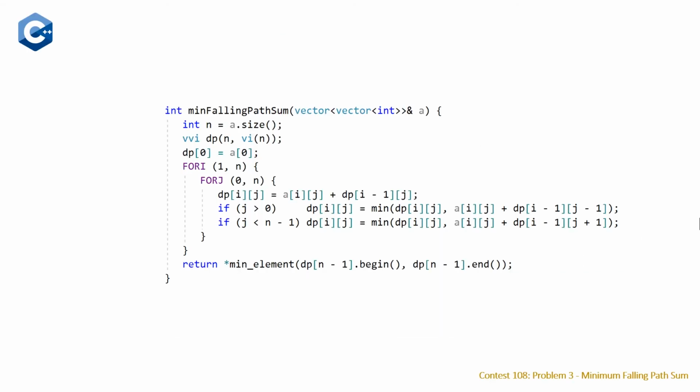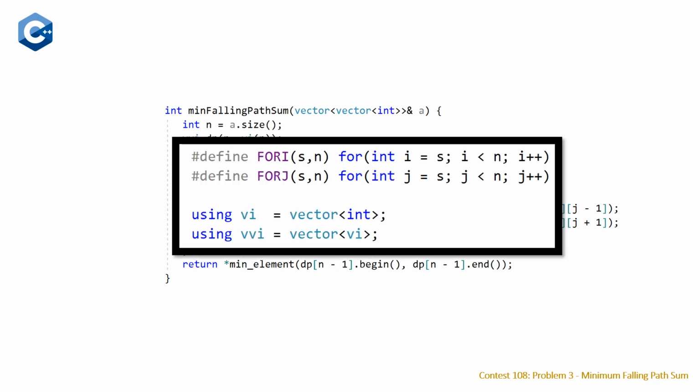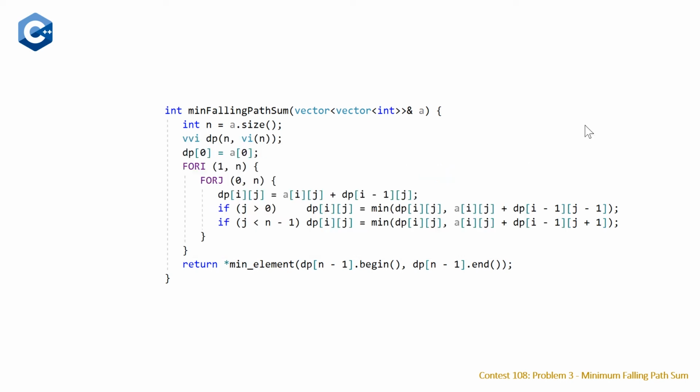So here is our C++ solution. Note that in here we're making use of a couple type aliases and a couple macros, which are just here. So for loops for i and j, and vi is a vector of integers, and vvi is a vector of vectors of integers. And at the top of our function, we're just setting a local variable n to be the size, or the dimension, of our square vector. And then we declare a vector of vectors of integers dp that has the same dimensions as our 2D vector a. And then we initialize the first row of our 2D vector dp to be equal to the first row of our 2D vector a.